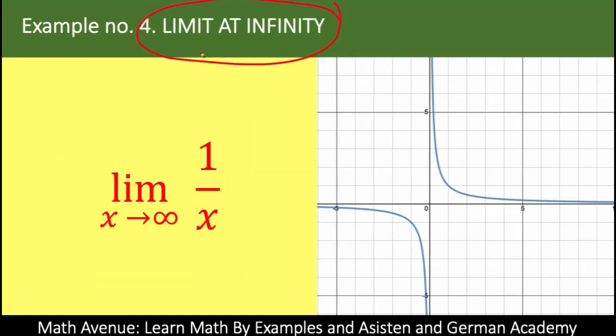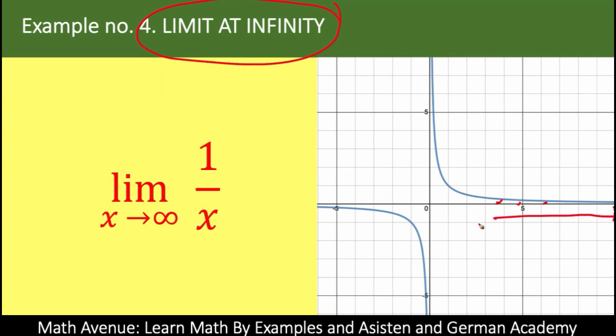Now let's talk about limit at infinity. Let's consider this rational function. This is the parent function of rational functions. The limit of 1 over x as x approaches infinity. So where are the x values? The x values are our horizontal values. And our x values are approaching infinity. So we're going that way. What is the y value as x approaches infinity?